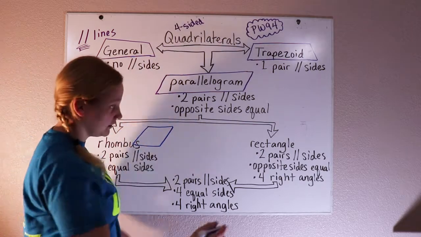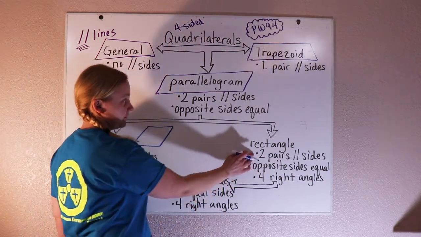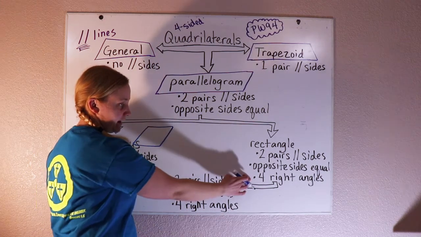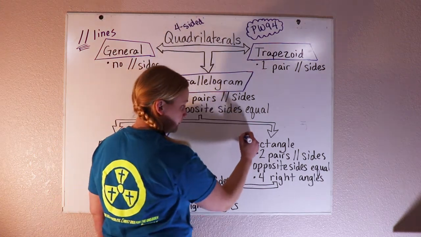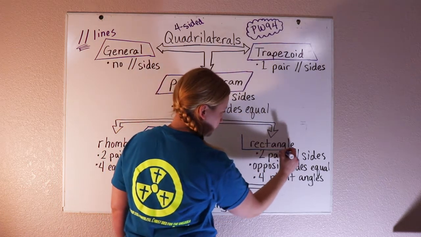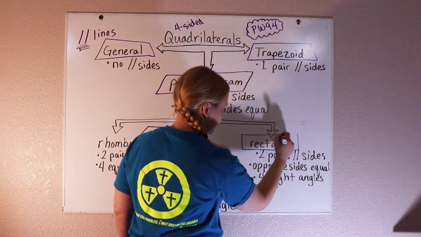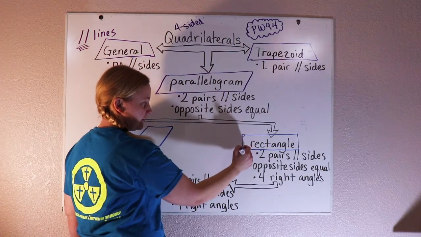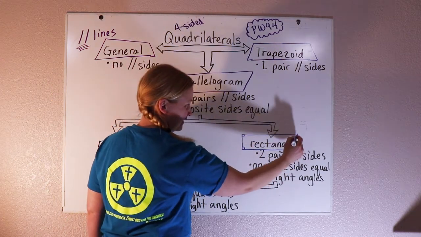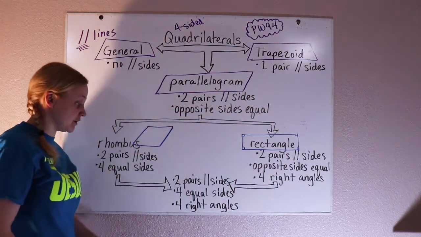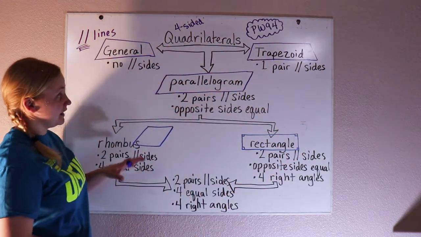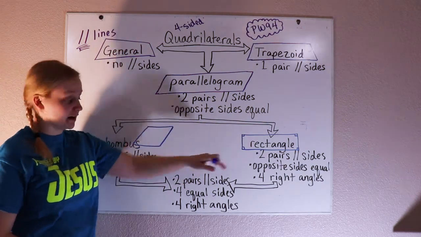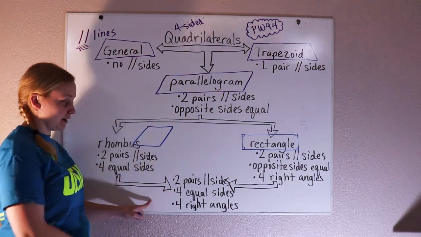A rectangle has two pairs of parallel sides. The opposite sides are equal, and it has four right angles. The rectangle you are familiar with. Here's those right angles in there. And now I've left the last one for you to guess before I get to it. It is a parallelogram. It is also a rhombus. It is also a rectangle, but we've got a new shape down here.